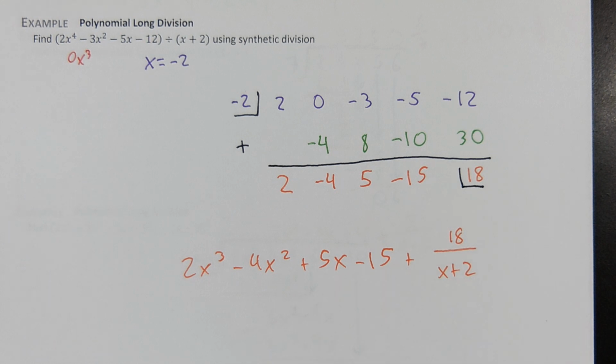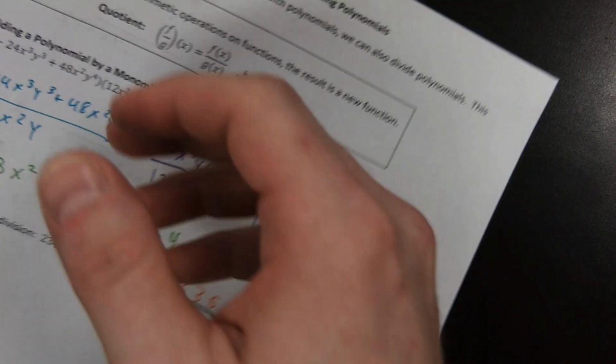So I told you that you only want to do it when your divisor is linear. What if your divisor's not linear, but you still really want to use synthetic division? You still can, but it requires a special skill set and special circumstances. I've created a question that allows me to do this, but I had to create it. I'm going to show you on the back.